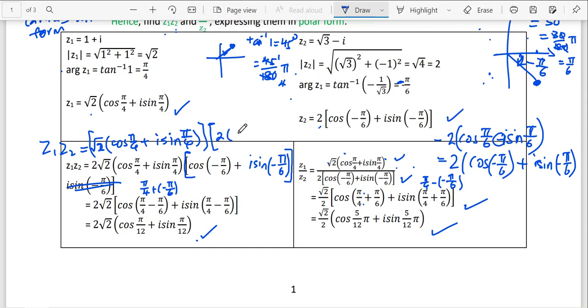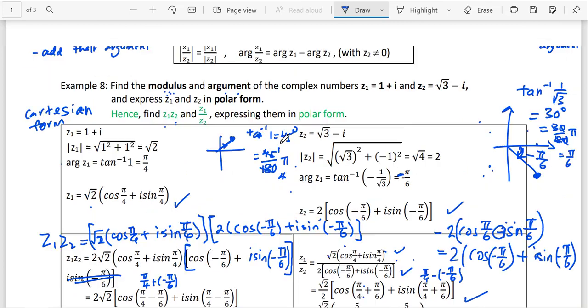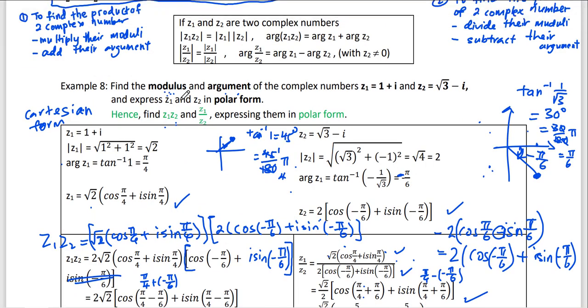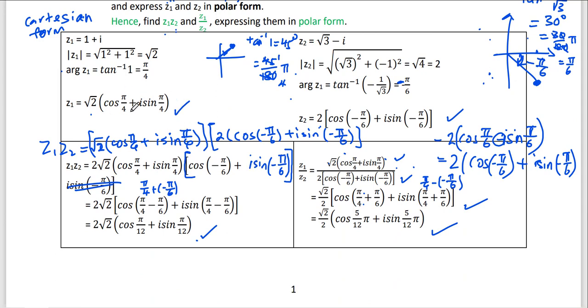So that it is not confusing, you copy exactly the same thing. This group copy down and then this group copy down. Why do you need to do that? Because of the word hence. You need to use the answer from here. Everything from here copy down, everything from here copy down. Then you will get it correct.